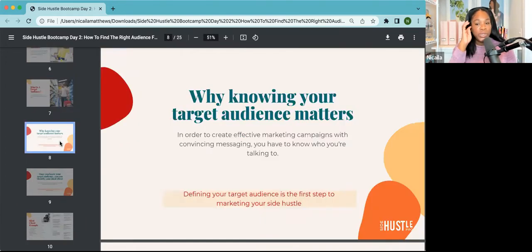So here's why knowing who your target audience matters. And we're going to, of course, clarify and get granular about ideal client, but here is why knowing your target audience matters. A lot of you guys said yesterday that you struggle with the marketing piece. There is no marketing without knowing who your target audience is. So in order to create effective marketing campaigns with convincing messaging, and I use the word convincing on purpose, you have to know who you're talking to.